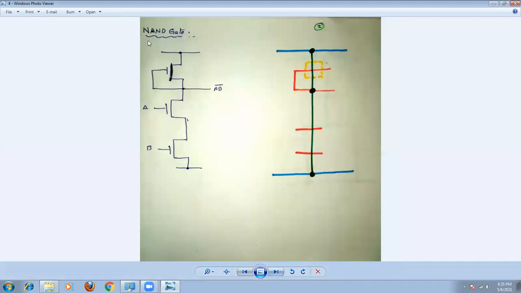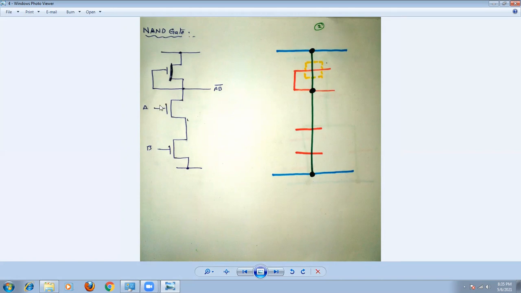Next, draw the stick diagram for the NAND gate. This is the schematic of the NAND gate. We already discussed in the last class how to draw the schematic. Once again, this is the VDD line, this is the ground line. VDD and ground lines are nothing but metals, perfect conductors, so the conductors are nothing but the metal layers. Take a blue color, draw a horizontal line, and again draw a horizontal line. There must be sufficient space to draw the remaining circuit.